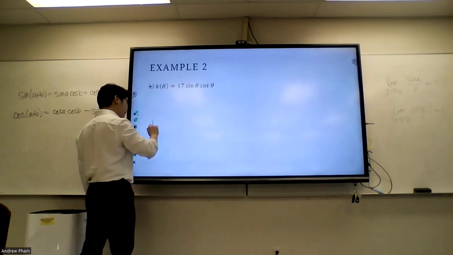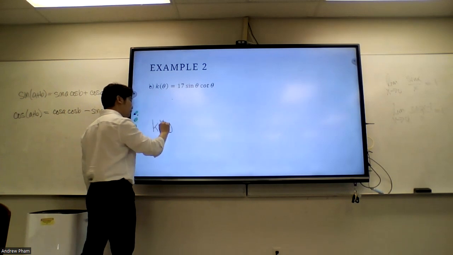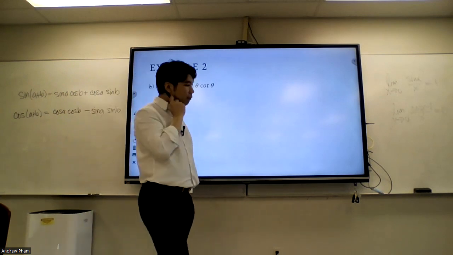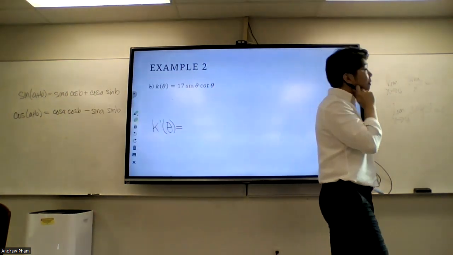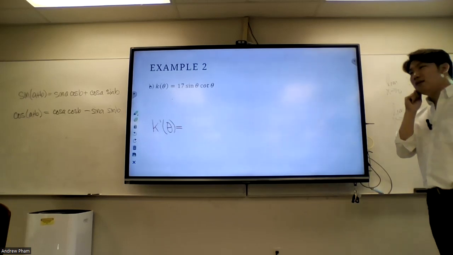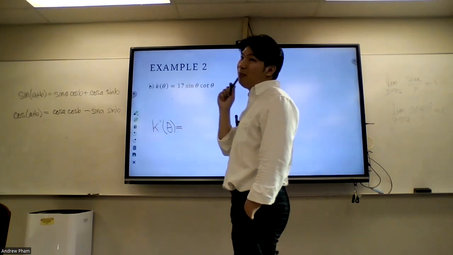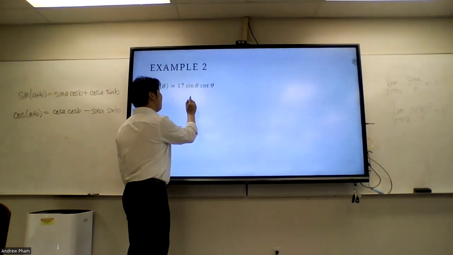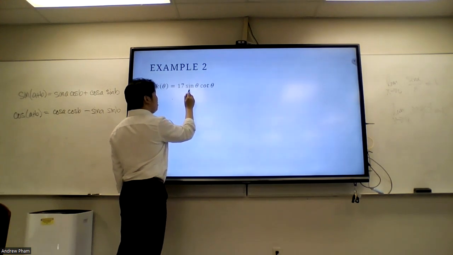So I want K prime of theta. What type of rules do you think I'm going to be using for this function to get the derivative? Yeah, I'm thinking product rule because I got two trig functions being multiplied together. So I know for product rule, I need to label what's my first and what's my second. What should I label as my first here? Yeah, we can do sine of theta.